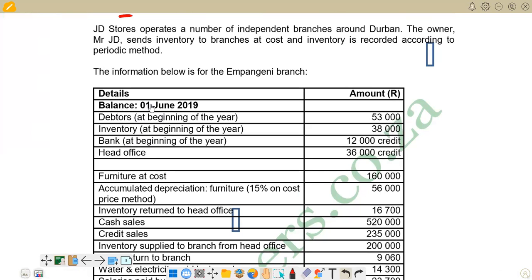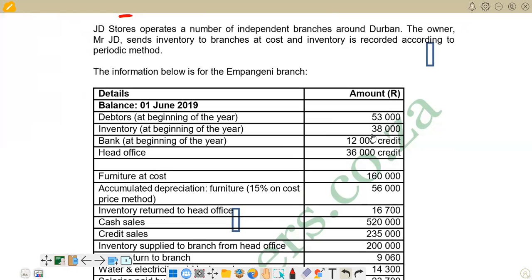So we go to the beginning of the question. We go item by item, and we post everything. Here, the balance at 1 June 2019, that's where the period is starting, so these are our beginning balances. In the debtors at the beginning of the year, we have 53,000. You would see that we do not have a debtors account in the required part. We are not going to open any debtors or trade receivable account, so we are not going to enter this one. We skip it. We go to inventory at the beginning of the year, which is 38,000.